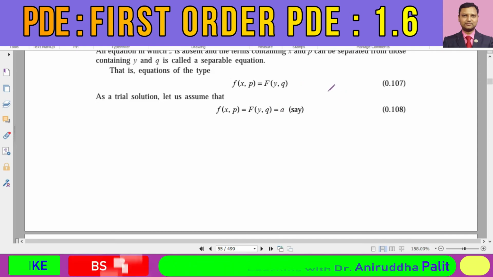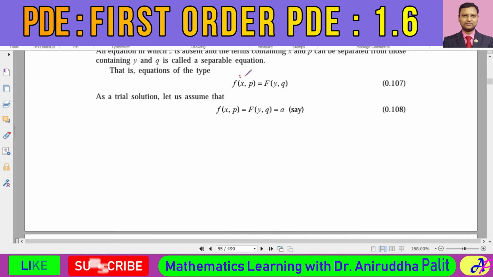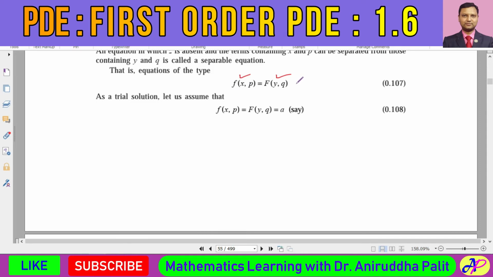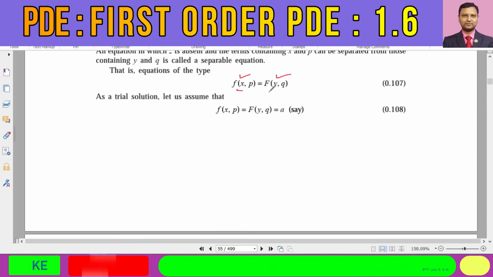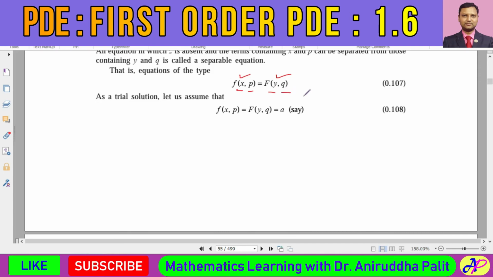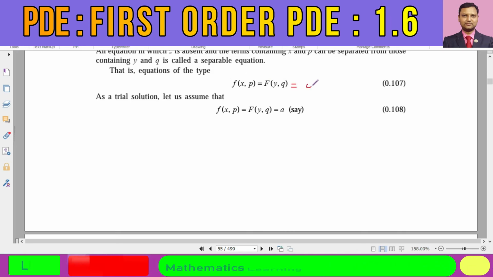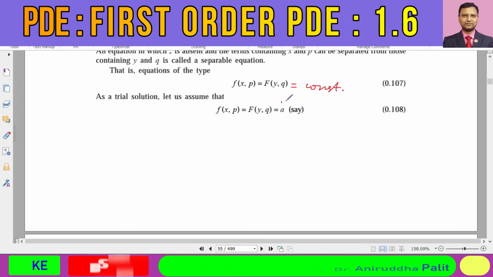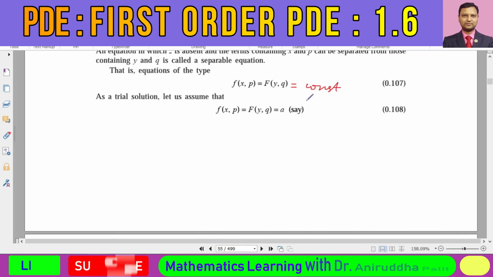Apparently, it may appear that the expression of the left hand side and the right hand side should vary depending upon the values of x, y, p, and q. But we assume that no, the value of the left hand side and right hand side are not varying at all. We assume that this is a constant quantity. And what is the value of this constant? We suppose that this constant is equal to a, small a.